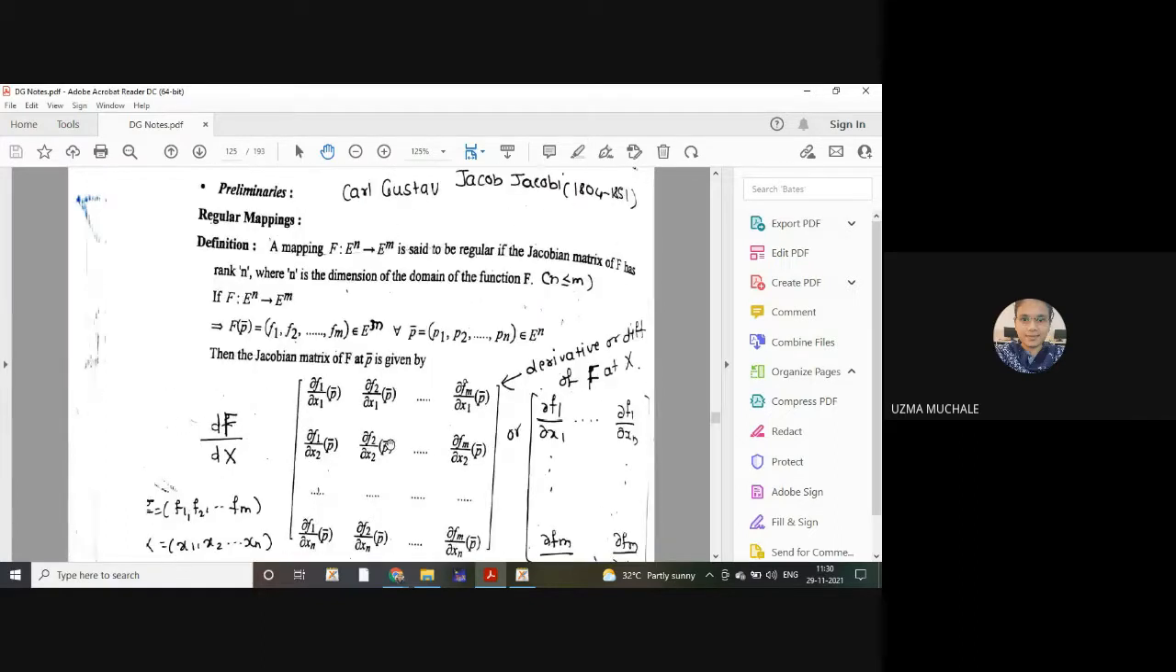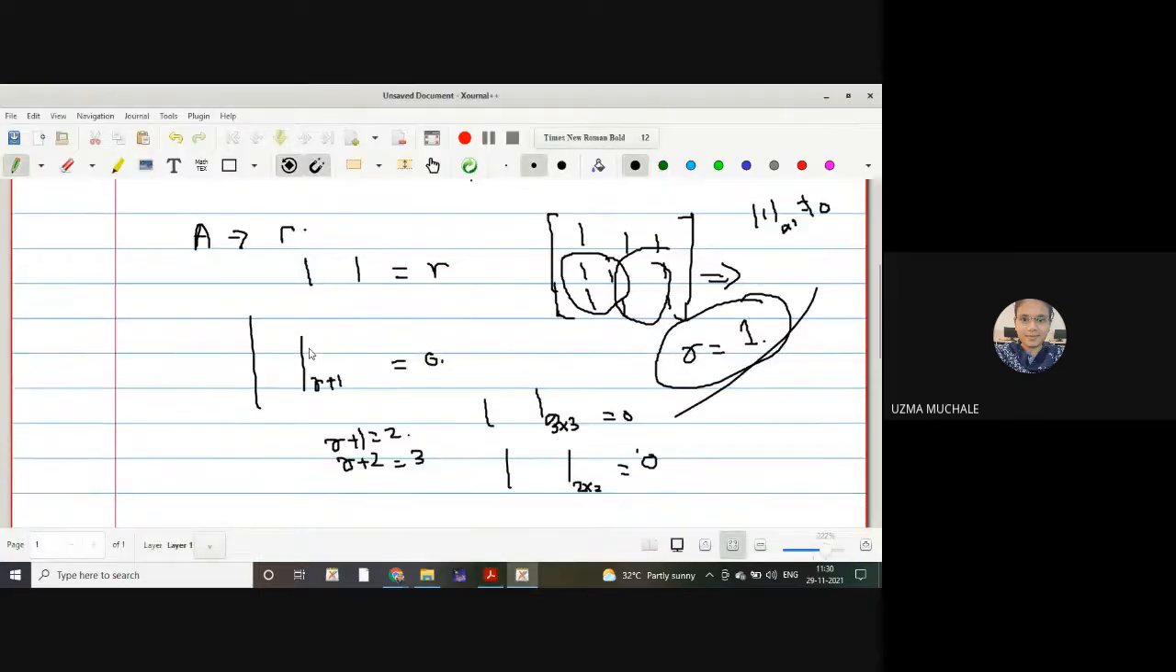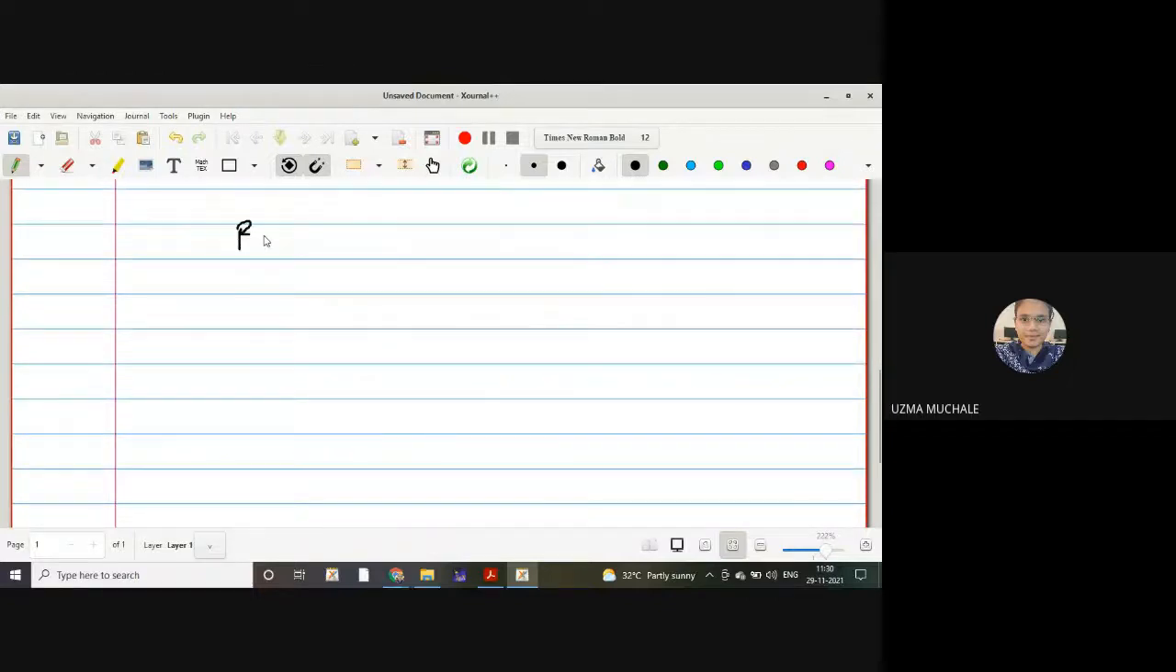Okay, now let us come back. A mapping is said to be regular if the Jacobian matrix of F has rank n, where n is the dimension of the domain of your function. Given that F is a mapping from En to Em space. You have done it already in your real analysis 1 paper in the 3rd or 4th chapter. At that time, maybe madam has told you what a Jacobian matrix is, and we have seen these types of functions also, like the inverse function.